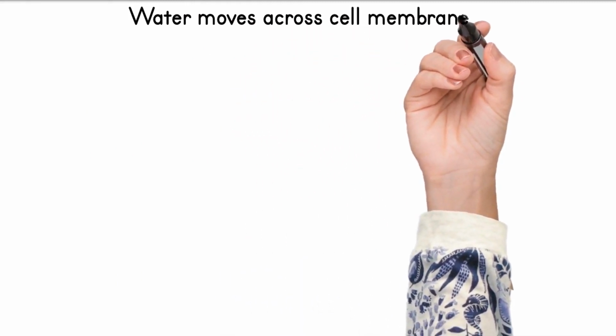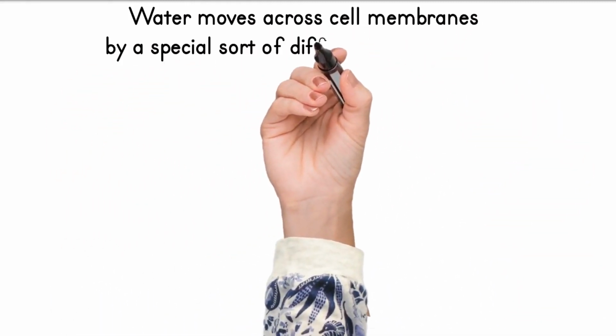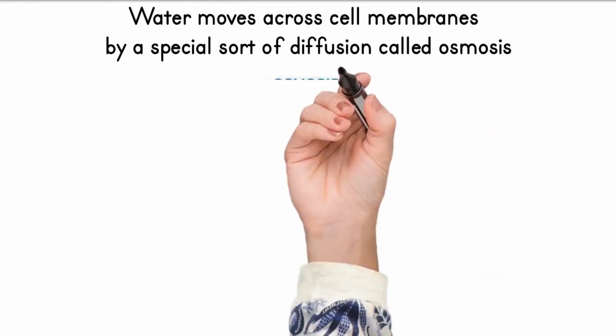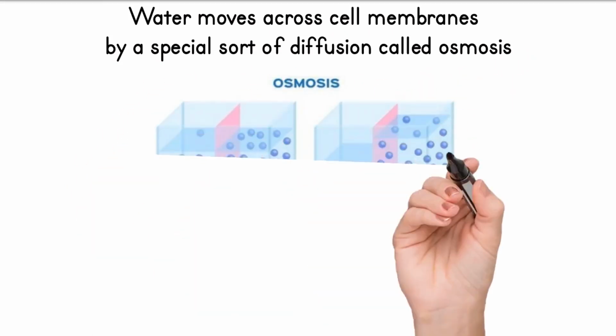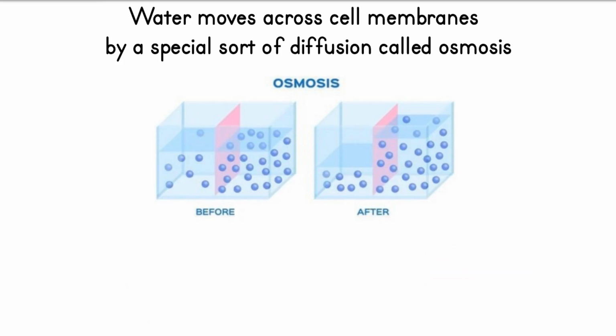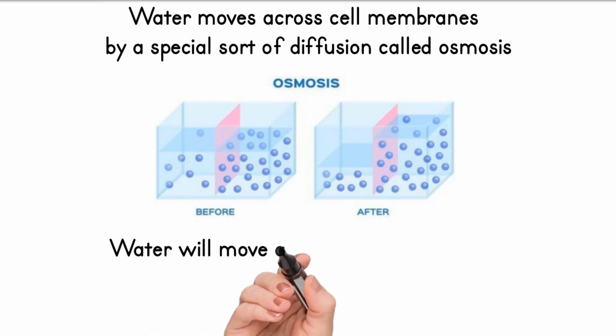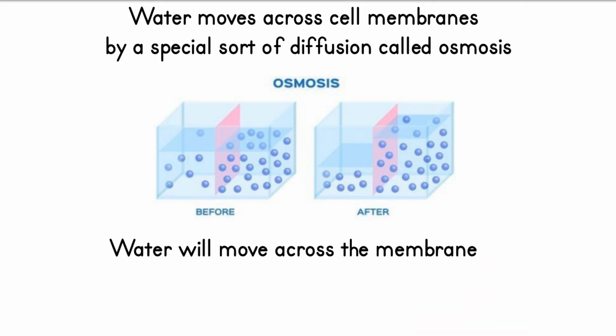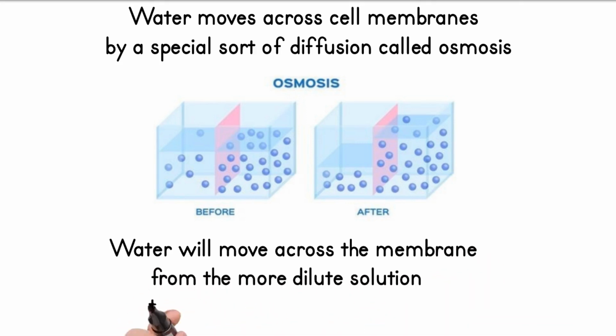Water moves across cell membranes by a special sort of diffusion called osmosis. Osmosis happens when the total concentrations of all dissolved substances inside and outside the cell are different. Water will move across the membrane from the more dilute solution to the more concentrated one.